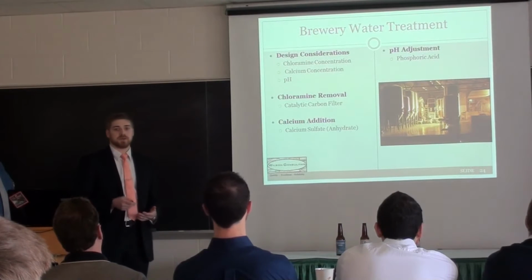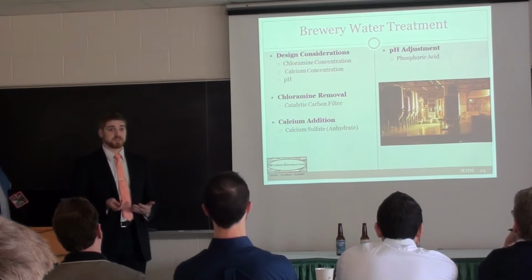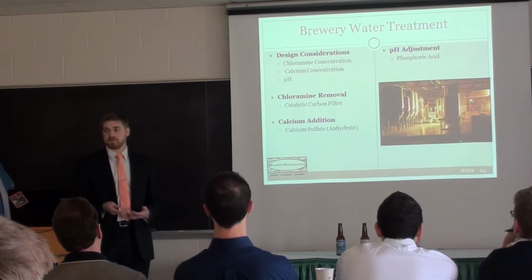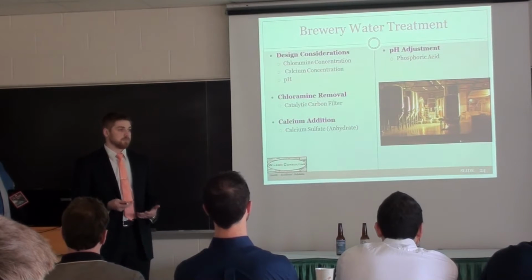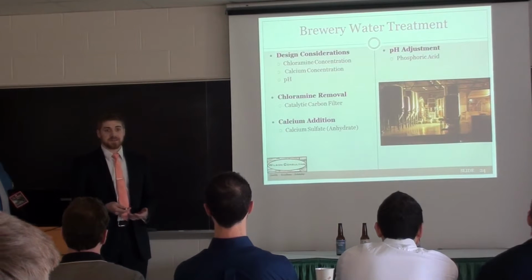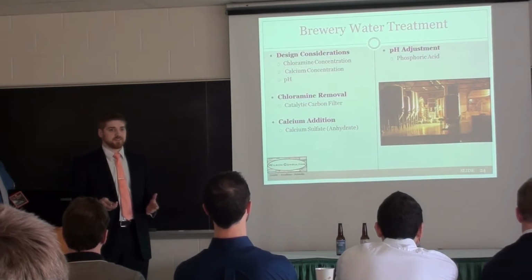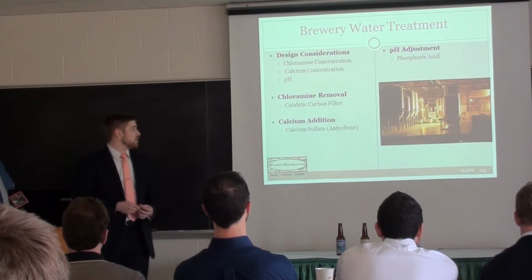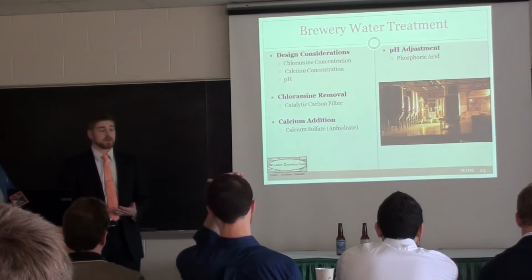So for the chloramine removal, we assessed a few alternatives. Some of those were the use of ultraviolet light, the addition of certain chemicals such as potassium metabisulfite, which is commonly used, and then a catalytic carbon filter. And after analysis, we found that the catalytic carbon filter would be the most effective. It takes the least amount of time to remove chloramine down to levels to which we need it, and it's also a pretty space-effective and cost-effective alternative.